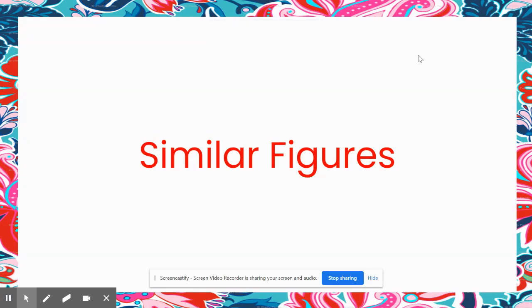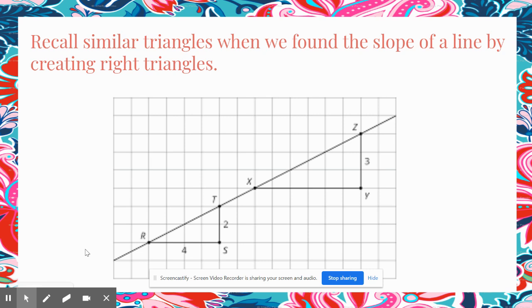Okay, so similar figures. All right, so recall similar triangles when we found slope of a line by creating right triangles. Some of the things that make something similar is they have to, one, be the same shape, and the angle measures have to be the same. So if this is a 90-degree angle here, this has to also be a 90-degree angle. Right, that's what makes them similar.